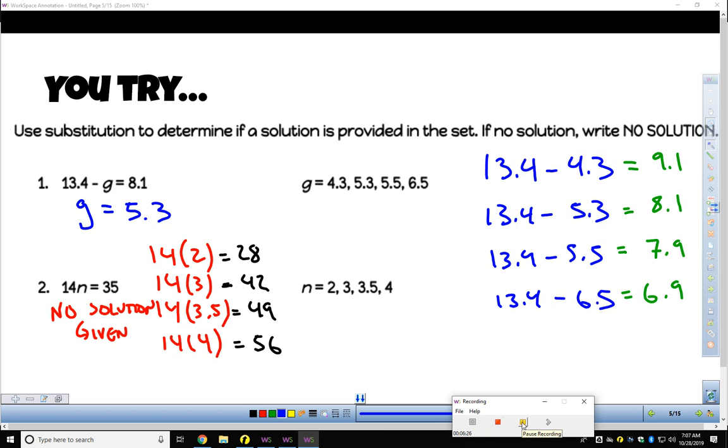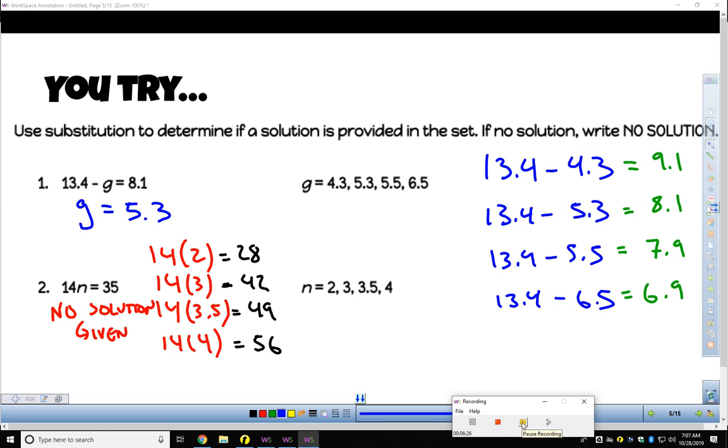And then here in red, I wrote out that 14n equals 35 equation, and I substituted in each of the values. When n was 2, I got 28. When n was 3, I got 42. When n was 3.5, I got 49. When n was 4, I got 56.